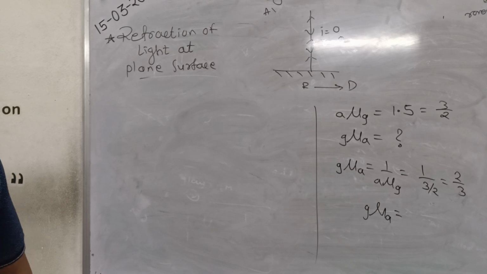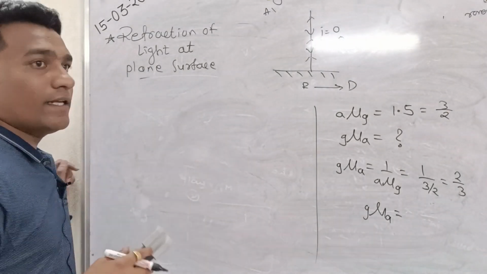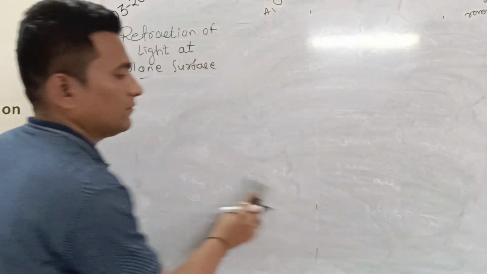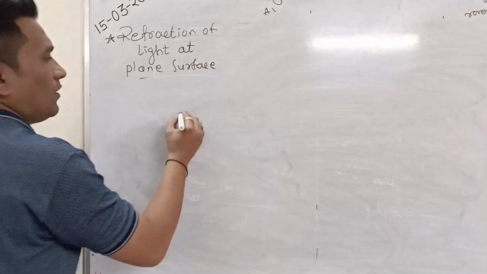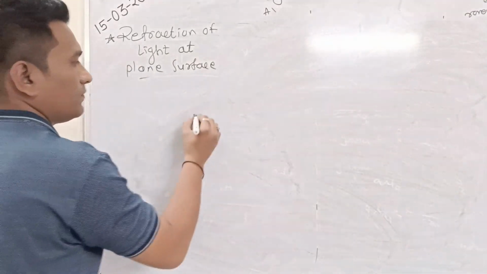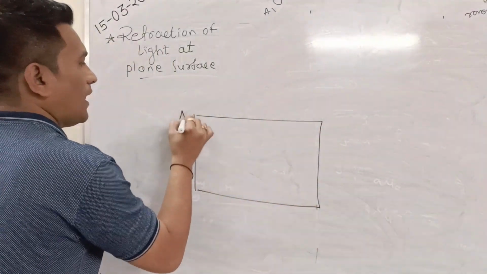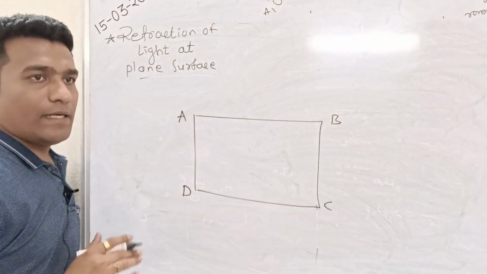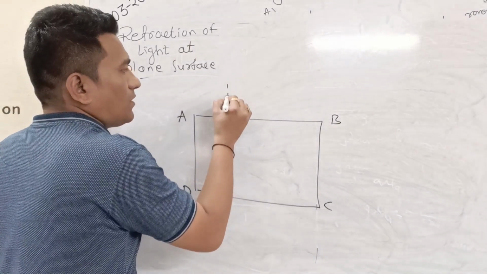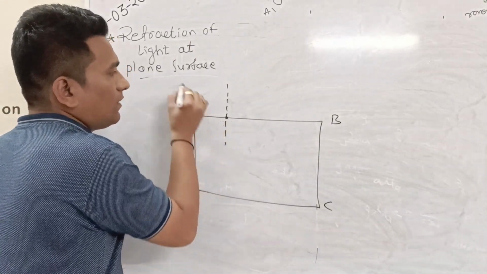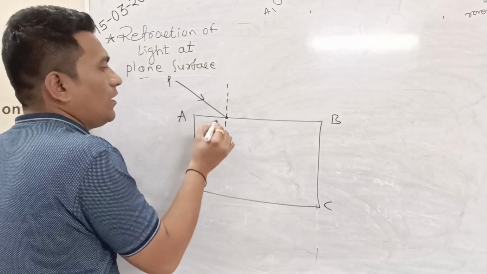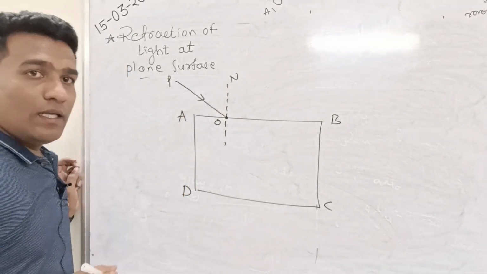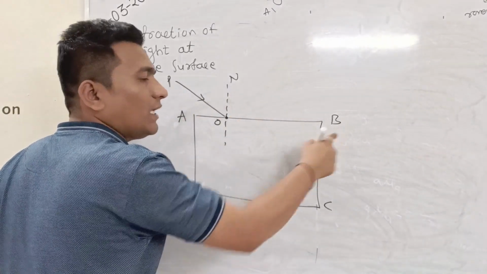Now glass slab. Refraction in a glass slab. Shall I erase this? Yes. Glass slab A, B, C, D. It's a glass slab. Let us suppose I have drawn a normal line over here. PO is an incident ray and O is a normal to the refracting face AB.